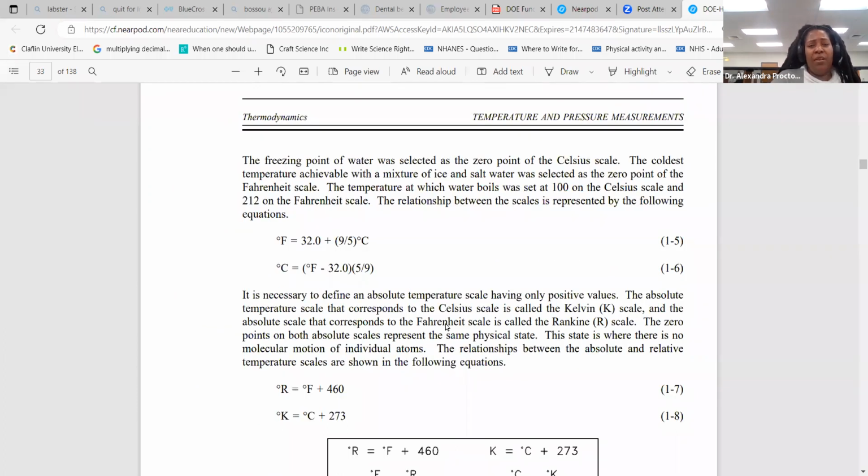The freezing point of water is selected as a 0 point for the Celsius scale. So the coldest temperature achievable for a mixture of ice and salt water is selected as the 0 point. So 0 degrees Fahrenheit, they're telling you how they come up with it.